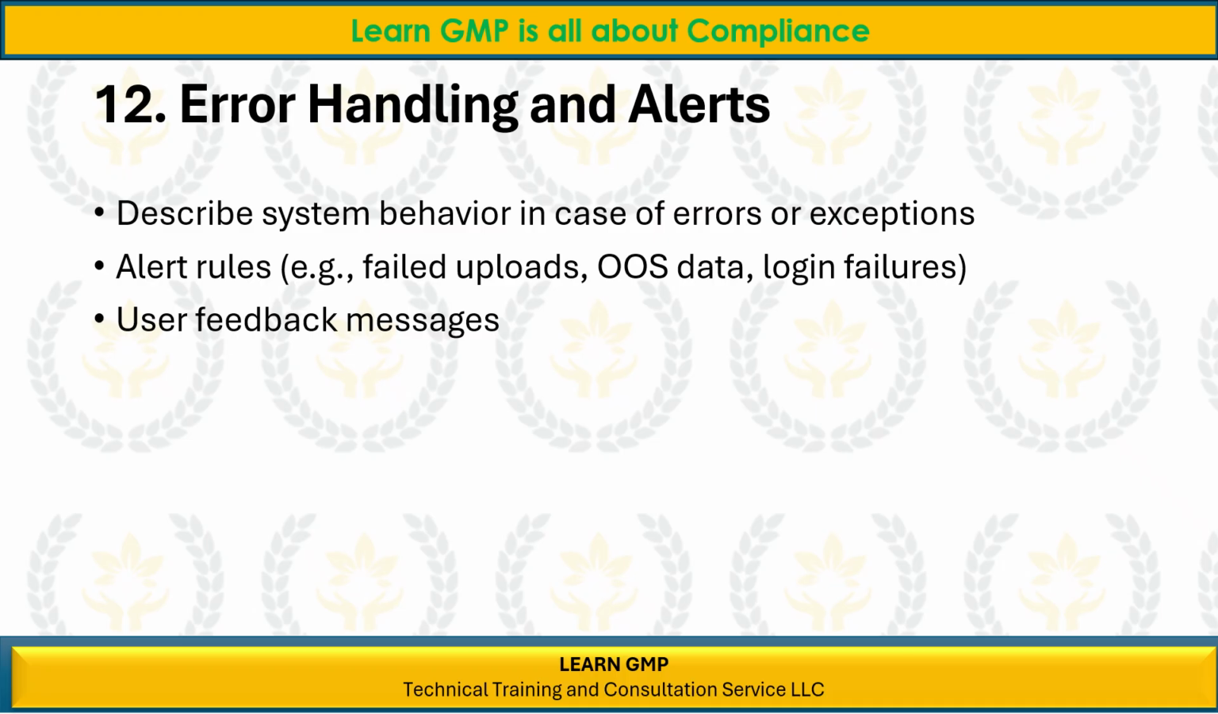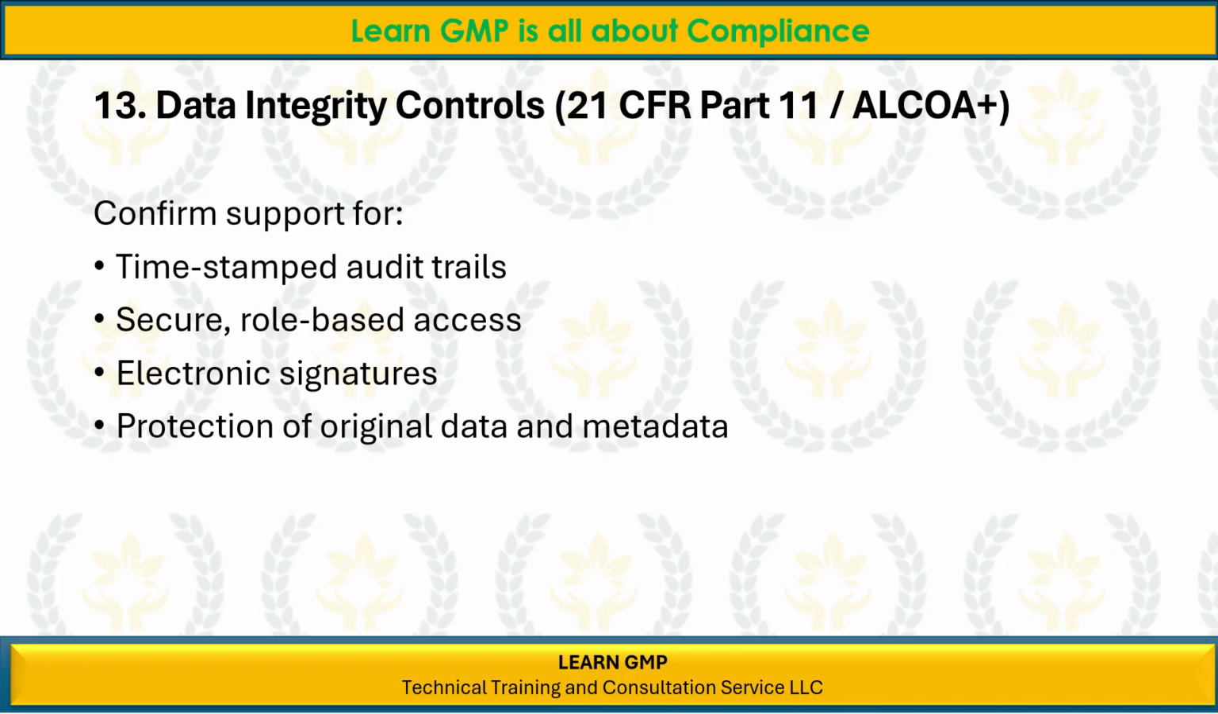Error handling and alerts. Describe system behavior in case of errors or exceptions. Alert rules, for example, failed uploads, OOS data, login failures. User feedback messages. Data integrity controls, 21 CFR Part 11/ALCOA Plus. Confirm support for timestamped audit trails, secure, role-based access, electronic signatures, and protection of original data and metadata.